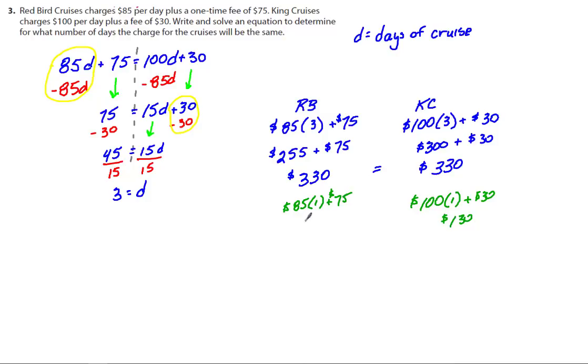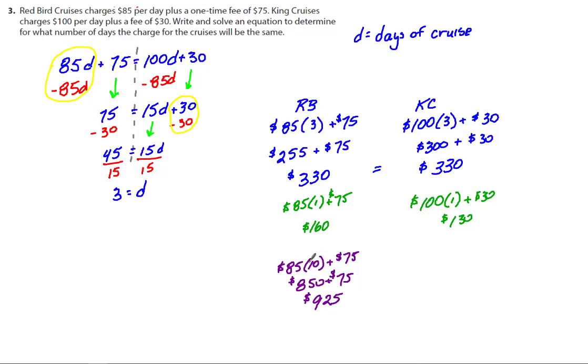That's going to end up being $160 if you just want a 1 day cruise. Now, on the other hand, if you're cruising for 10 days, if you said, man, I've got a lot of vacation time, I'm going to go for 10 days. Well, over here, you would pay 85 times the 10 plus the 75. That would be 850 plus the 75. You would pay $925 to go for 10 days.